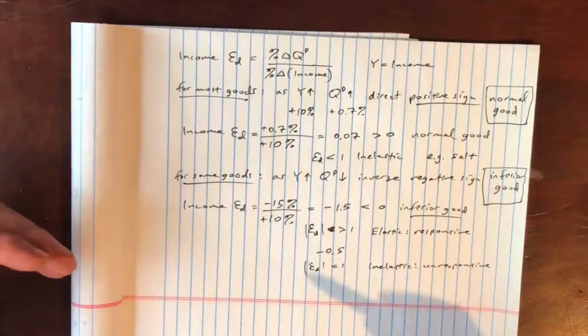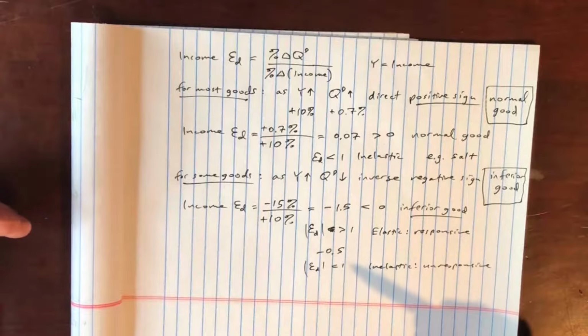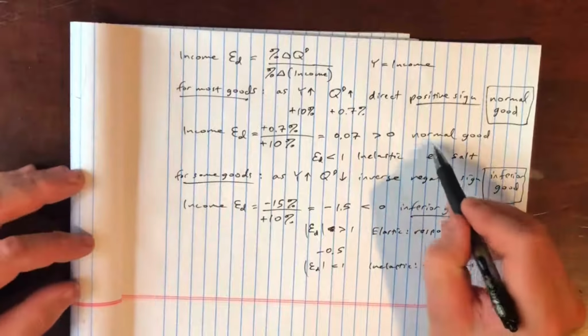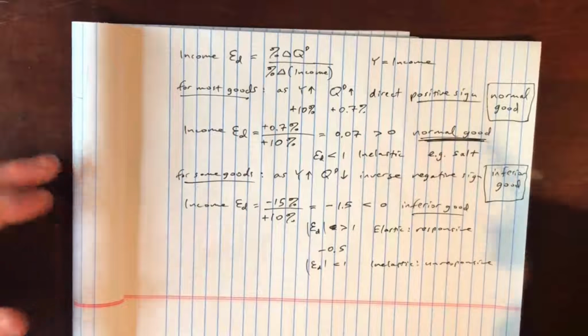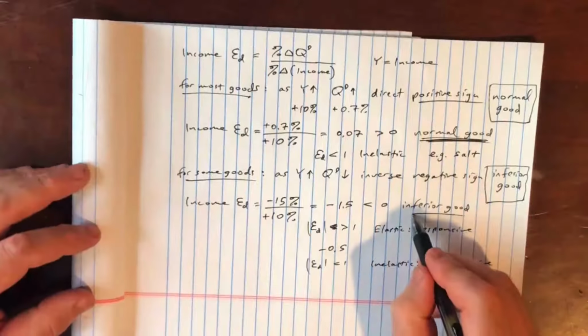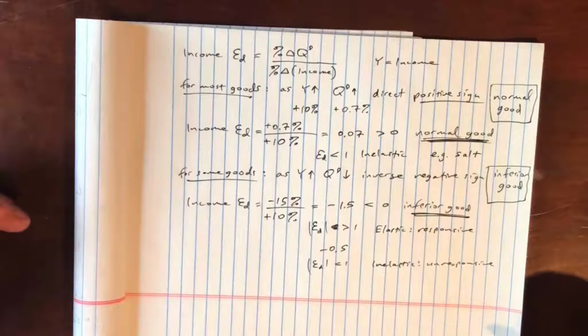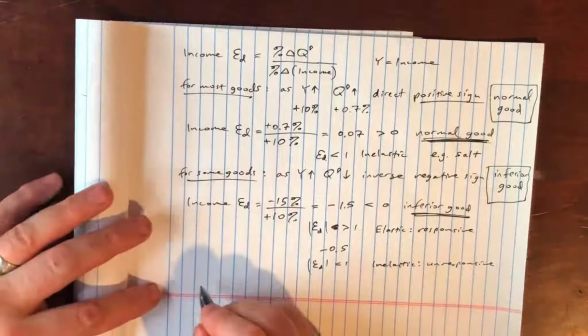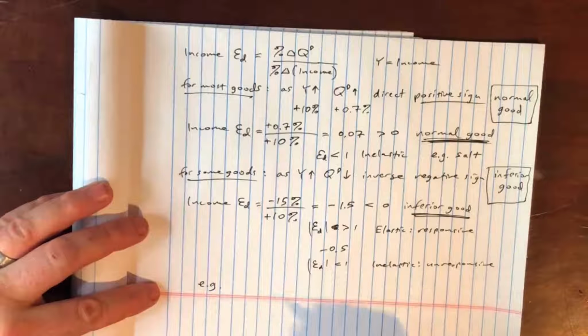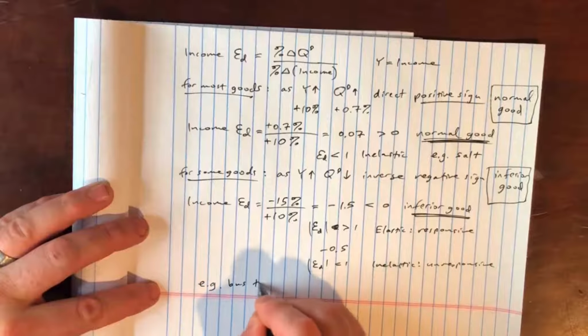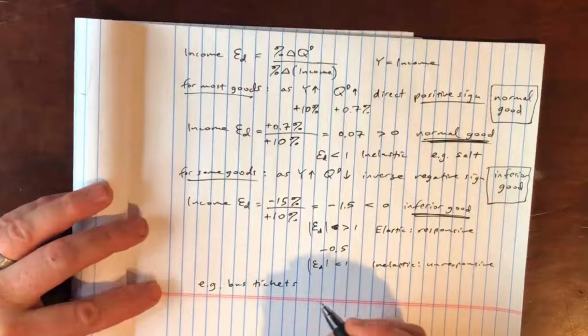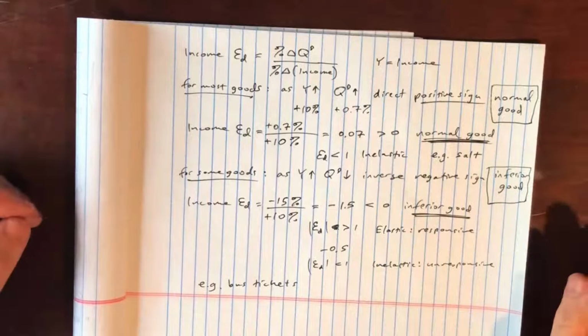And we also care about the sign, because the sign tells us the direction. That tells us, are we talking about a normal good, which most goods are, or are we talking about an inferior good, something which decreases as you get more income? Okay, now what kinds of things are like that? Well, bus tickets, for example. All right. Why is that?